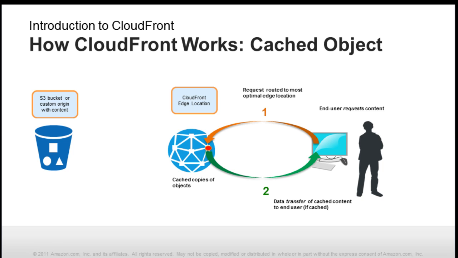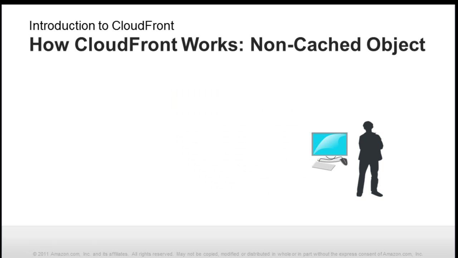There's no request made to S3 or any other origin. That's the happy case where the object exists in the cache because it's previously been requested. There's another case where it's a brand new request.